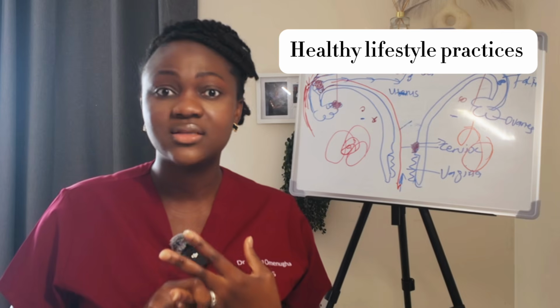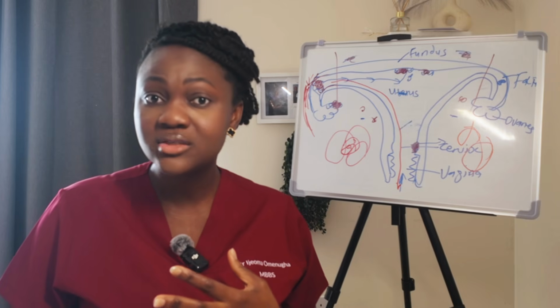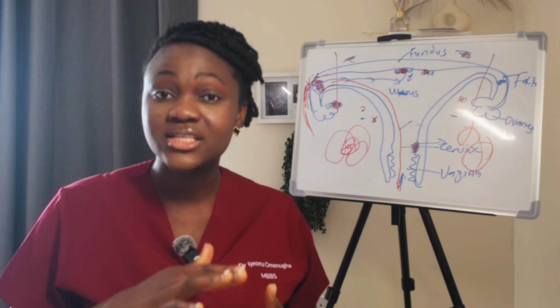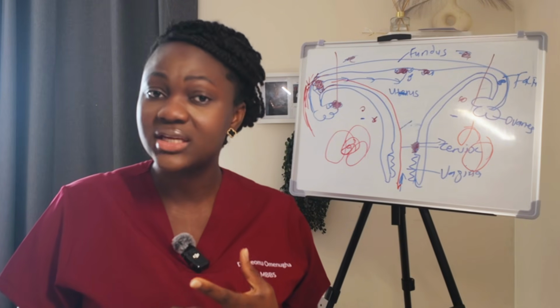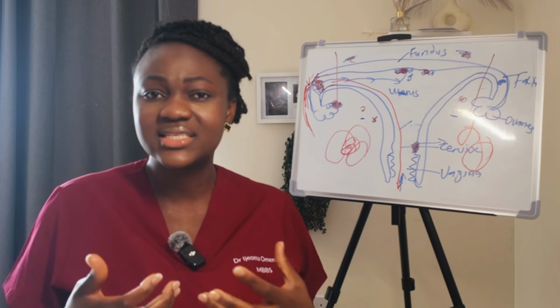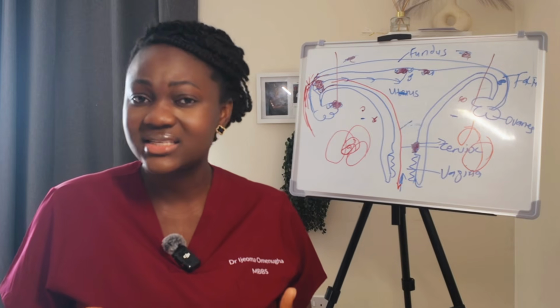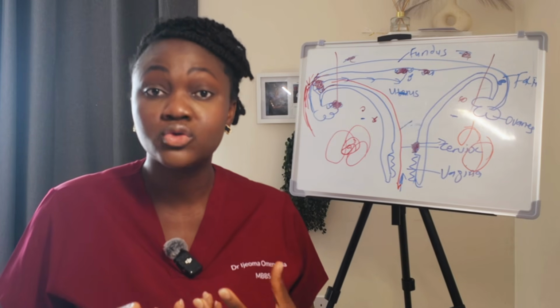The second thing is healthy lifestyle practices. Quitting smoking, which is said can impact on the movement of the fallopian tube. Alcohol, reducing or quitting alcohol as well. And just practicing healthy diets, exercising, and trying on your own to be healthy.